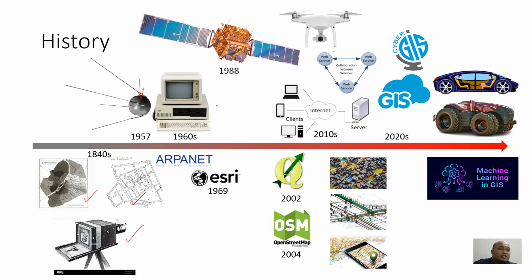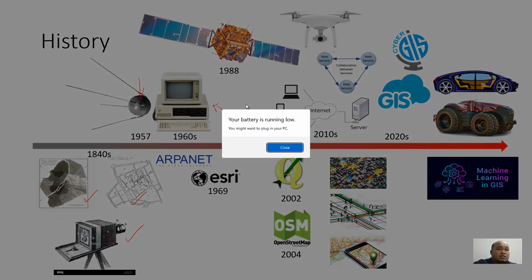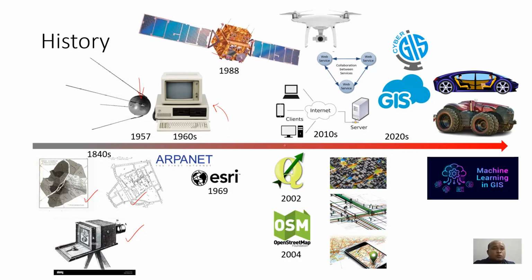a desktop computer was created, and also in the 1960s, as mentioned before, the first GIS work related to digital GIS was produced. So in the 1960s, this was due to the desktop computer being available.